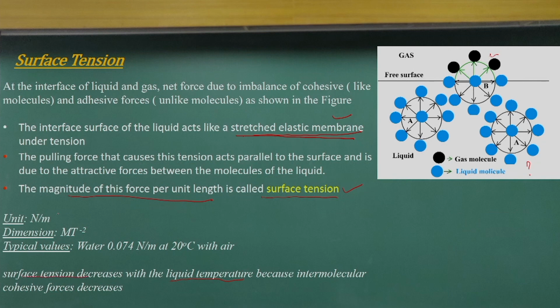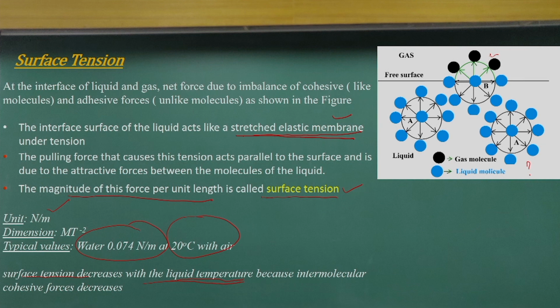Surface tension is defined as force acting per unit length, so its unit is Newton per meter, and the surface tension of water at an air interface is about 0.07 Newton per meter. From the molecular perspective, as the temperature increases, the cohesive forces decrease.